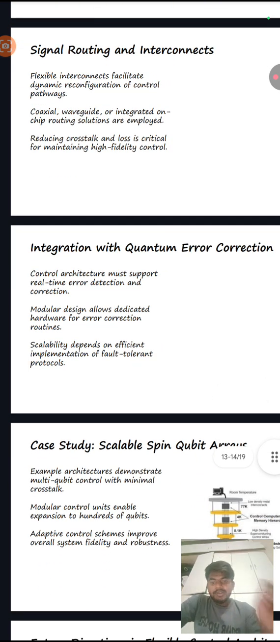Control architecture must support real-time error detection and correction. Modular design allows dedicated hardware for error correction routines. Scalability depends on the efficient implementation of fault-tolerant protocols.